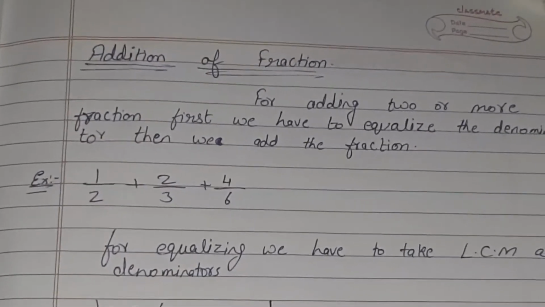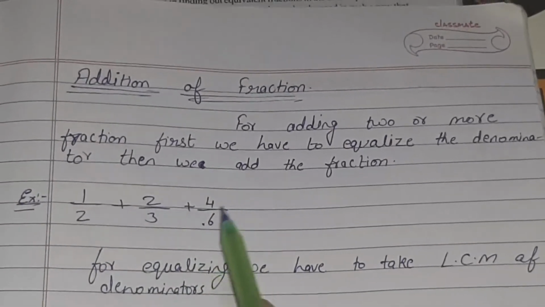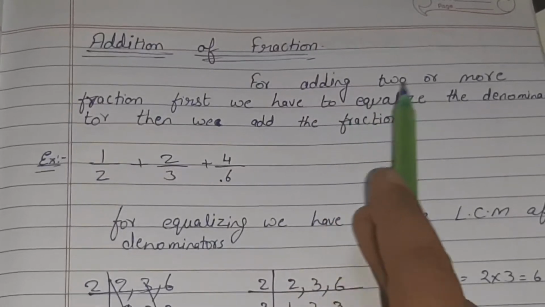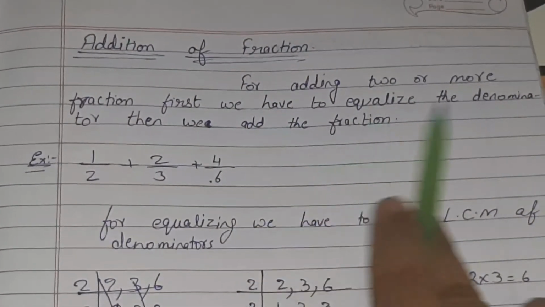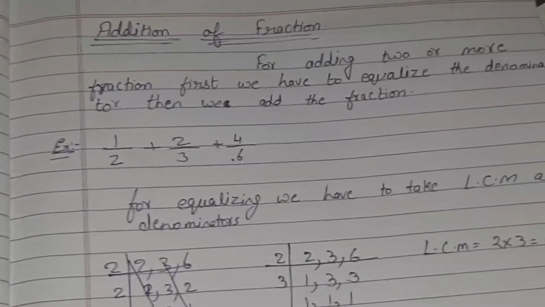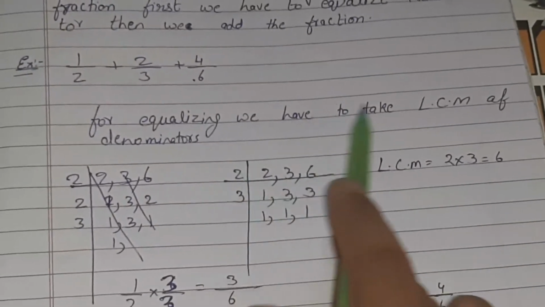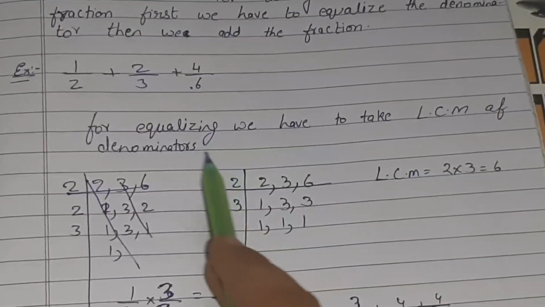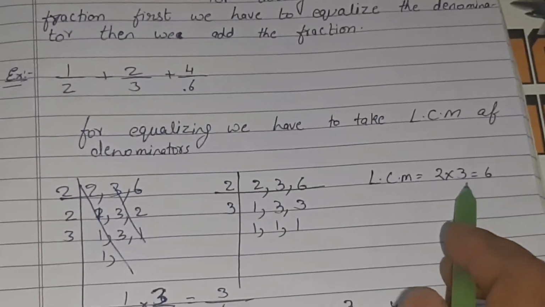But if in the fractions the denominators are not same, what we have to do? In the same way how we are equalizing for adding two or more fractions, first we have to equalize the denominator, then we add the fractions. तो उसके लिए भी हम लोगों को डिनोमिनेटर को इक्वलाइज करना पड़ेगा, और इक्वलाइज करने के लिए we will take out the LCM. So for equalizing we have to take the LCM of denominators. So 2, 3 और 6 का LCM निकालेंगे तो क्या आएगा, 6 आएगा.